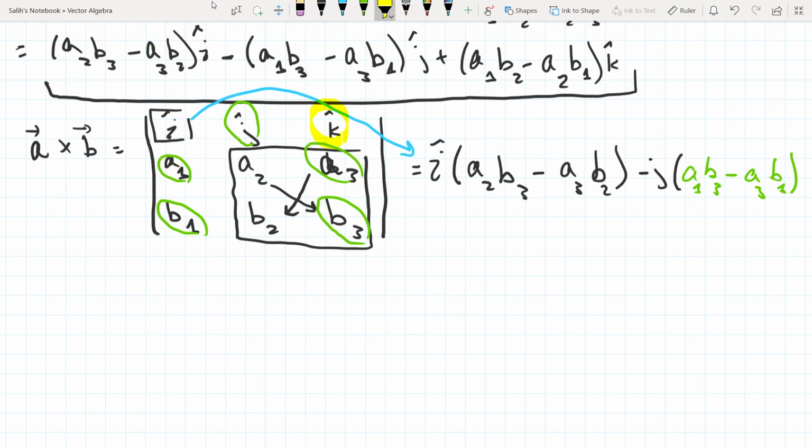So K goes with its block here: plus K with A1 B2 minus A2 B1. And here we can see that the cross product is actually equal to the determinant of A and B with the i, j, k. This is something you would learn in matrix theory, but we just covered it, and it's only a practical session.